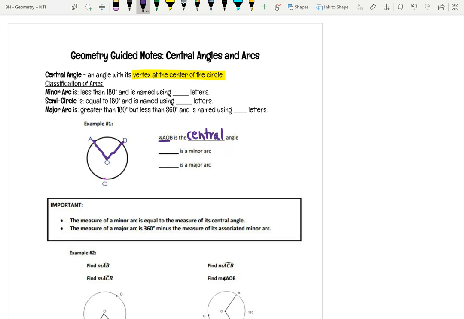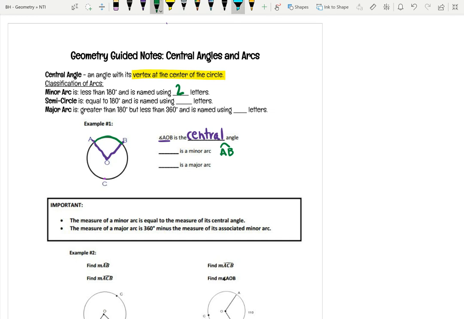A minor arc, remember, is less than 180 degrees. So I'll color code here. A minor arc could be from A to B. Think minor, so smaller, and you're going to use 2 letters to name that. An example of a minor arc in this diagram is arc AB. I'll write it out to the side. And you use that little arc symbol.